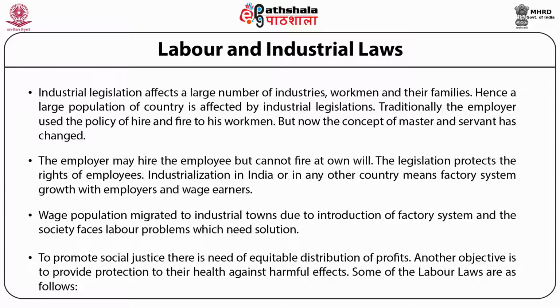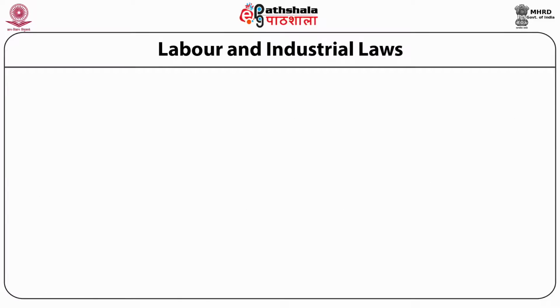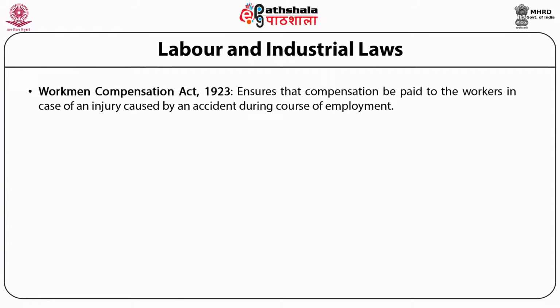Some of the labor laws are like the Workmen's Compensation Act 1923, which ensures that compensation is paid to the workers in case an injury is caused by accident during the course of employment. The Act provides adequate protection to the workers from the losses by accident and improves employers' working conditions. In case of any injury to the workman due to the accident, the Act provides for the payment of compensation to certain classes of employees.